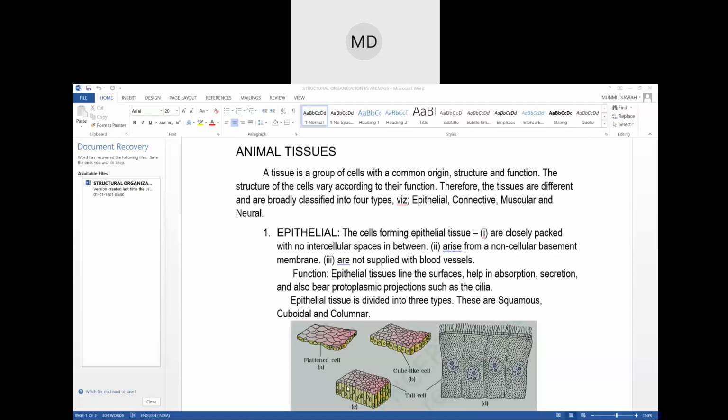You can see here, this one cell, two, three, four. Many cells are there, right? They are stuck to one another. There is no space between them. That is why this is closely packed, with no intercellular space, meaning between cells. Between two cells there will be no space.